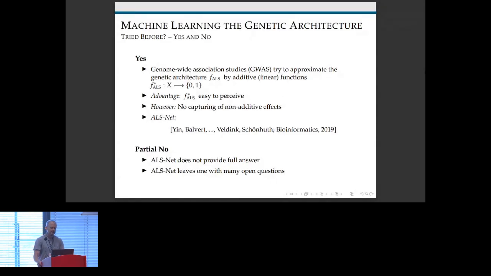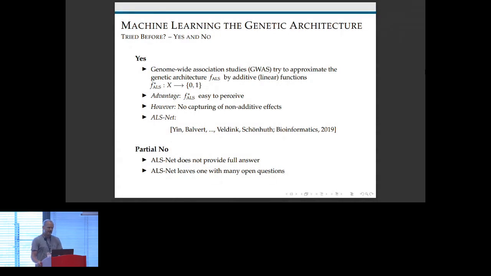So yes, you can view genome-wide association studies, GWAS, as an attempt to approximate the true function with a linear function. The advantage is that the approximation is easy to perceive. You just look up what happened in the linear function. You look at the different variables and the coefficients going with them, the weights, and then you pick the ones that come up most strikingly.